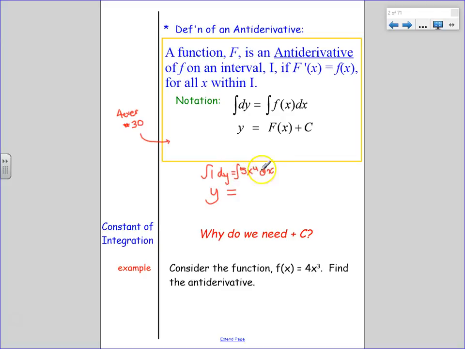And then over here, we already talked about who has a derivative of 5x to the fourth: x to the fifth. But what's extra up above? What does C usually stand for? Constant. Why on earth would we need to, in an original function, put an arbitrary constant C?